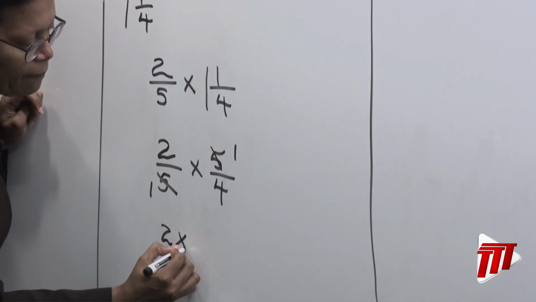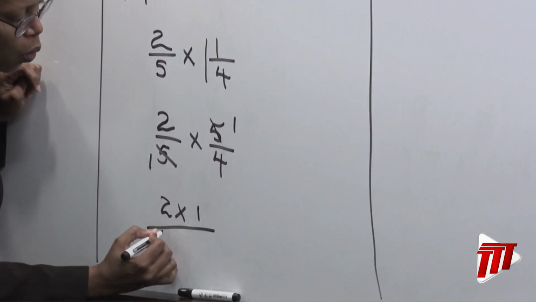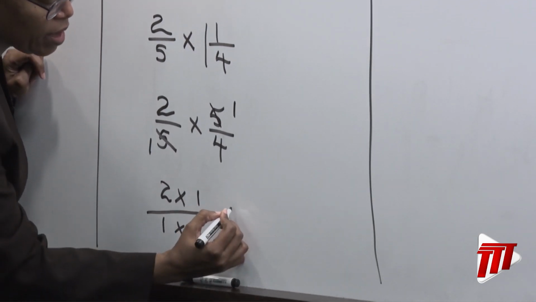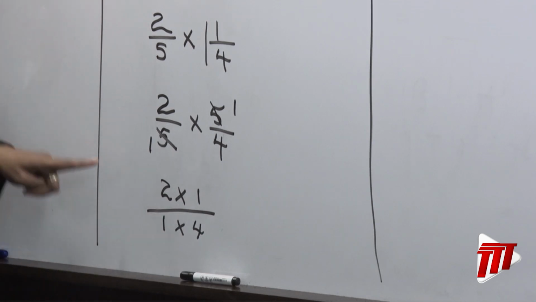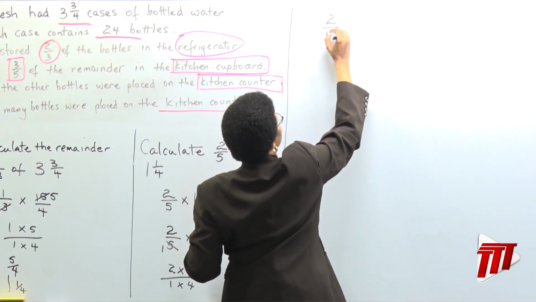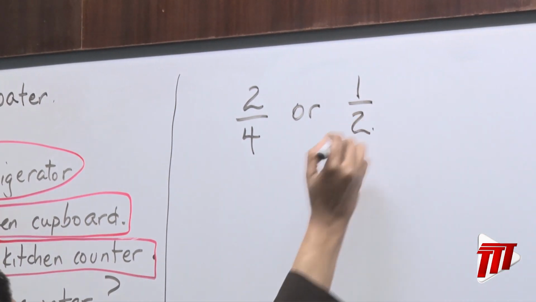2 multiplied by 1, 1 multiplied by 4. This is equal to 2/4 or 1/2.